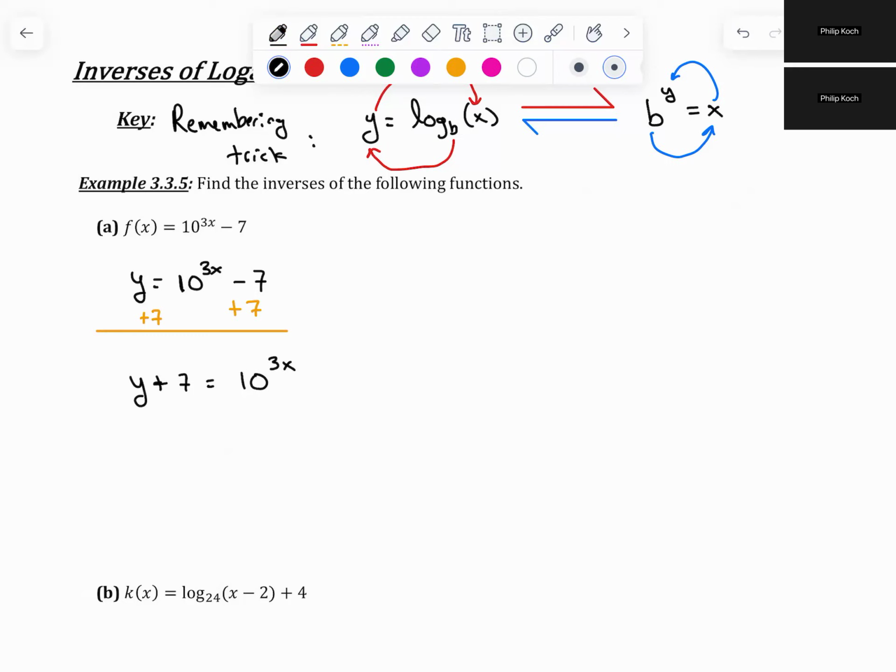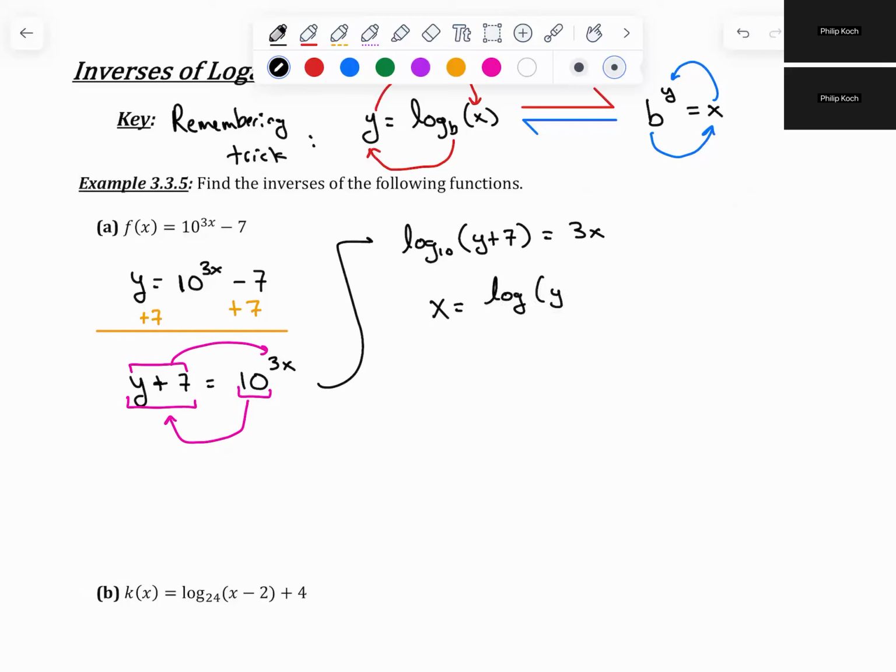And so we're like, okay, well, how do I solve for x? I use the remembering trick. I convert this from exponential to logarithmic form. Start with the base, work your way across the equal sign, and then back over. So we get that log base 10, which is the common log, we'll replace it in just a moment, of y plus 7 is equal to 3x. Last step is to divide both sides by 3. To get the x by itself, we get x is equal to log of y plus 7.